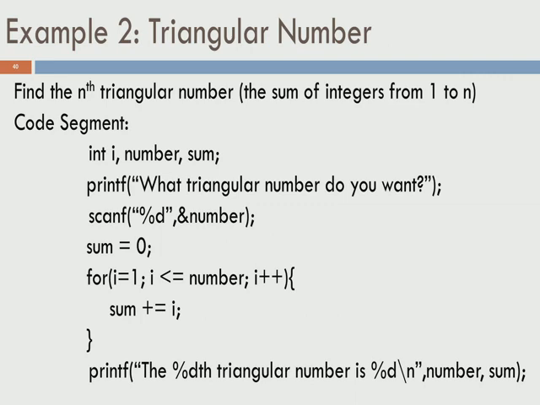So I want to give another example of a for loop. Let us say I want to print the nth triangular number. So in the previous example, the number of iterations was actually known in the program itself.